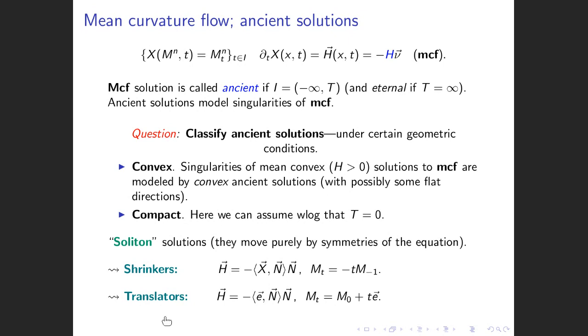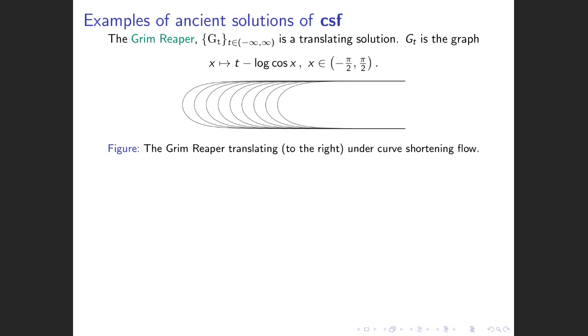The second category is the translators. Here we see that each time slice is just a translation of the zero slice. So we have a surface that just moves in space by translation. And here again, I can take one slice, the M0 slice, and the mean curvature is equal to the normal dotted with a given vector, the translation vector. Again, turning the parabolic problem into an elliptic one. All right, so let's see some examples.